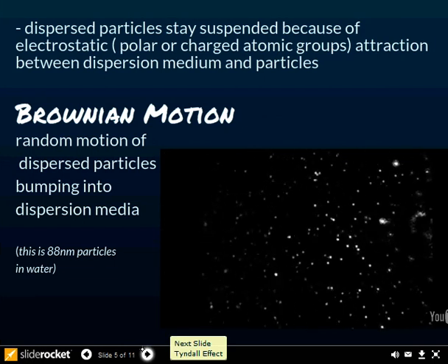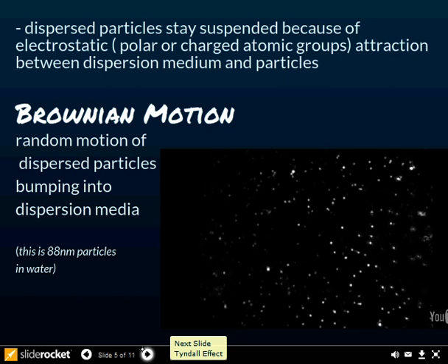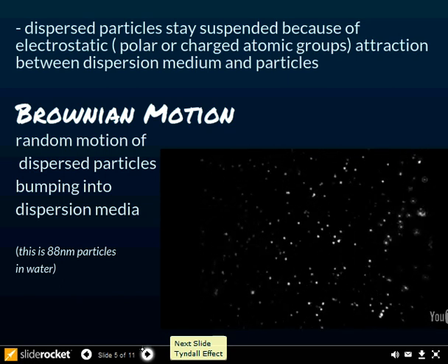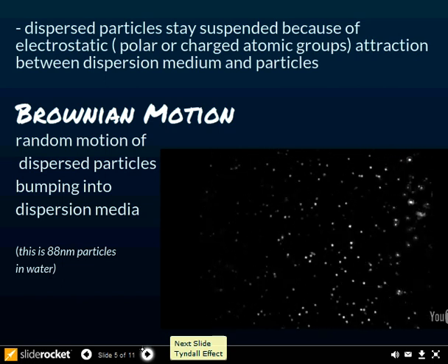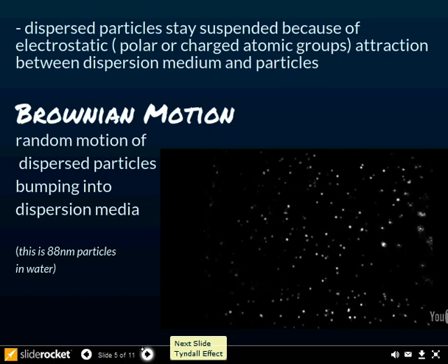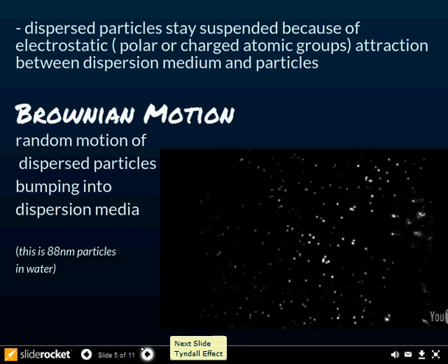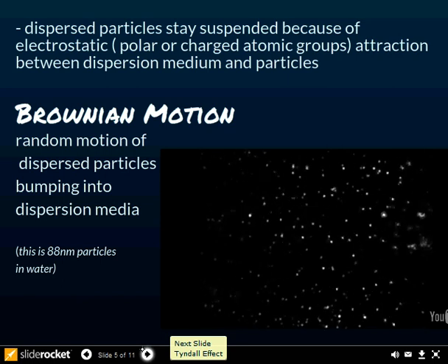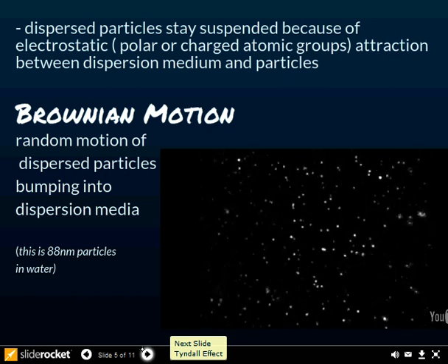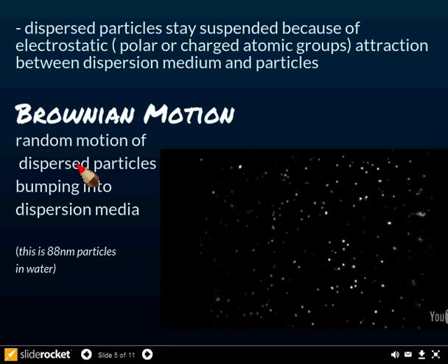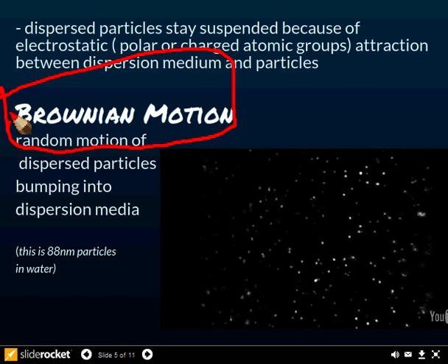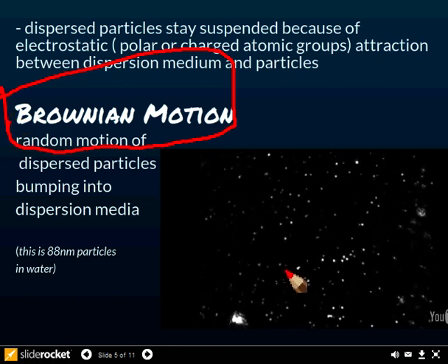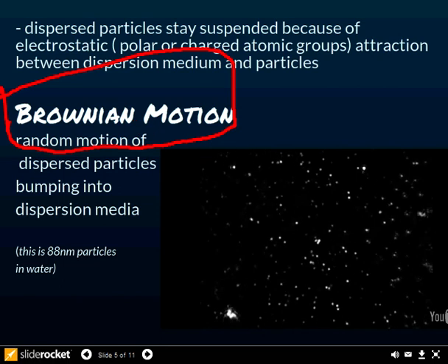Now, what causes these particles to stay suspended? What I'm showing you right now is an actual microscope video of some nanoparticles, 88 nanometers in size, just vibrating randomly in probably water. And this is showing you Brownian motion. Brownian motion is named after the fellow that first observed this under the microscope. He saw this random erratic motion, and it's caused by these colloidal particles bumping into the dispersion media.